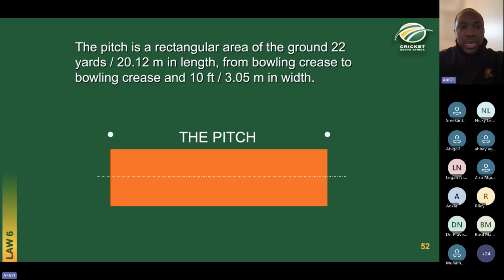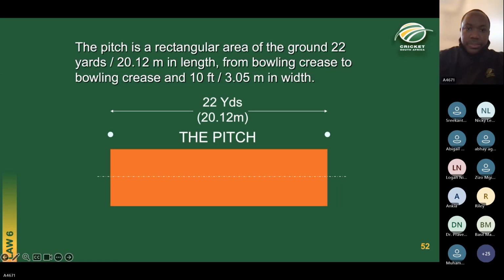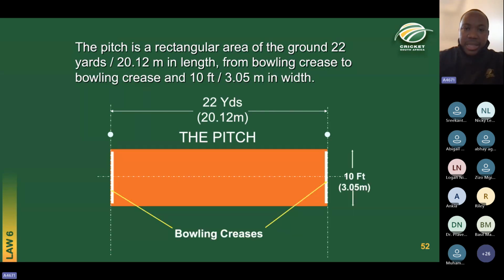Here in South Africa, we have the metric measurement system, and we measure in meters and centimeters. 22 yards is equal to 20.12 meters in length, from bowling crease to bowling crease, from middle stump to middle stump. And the pitch width is 3.05 meters or 10 feet wide. Very important that you know these measurements for the exam, and this graphic illustration is very useful to be able to picture what the width and the length of a cricket pitch looks like.